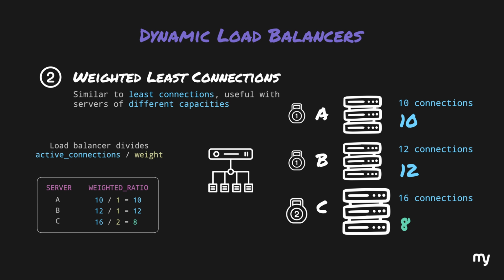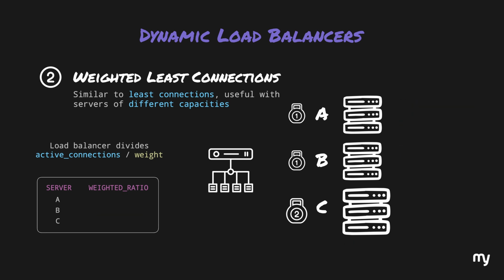As we can see, server C has the least weighted ratio of the three, meaning it is the least busy in terms of connections. Therefore, the new request will go to server C. Now, if the number of connections were any different, the decision would also change.